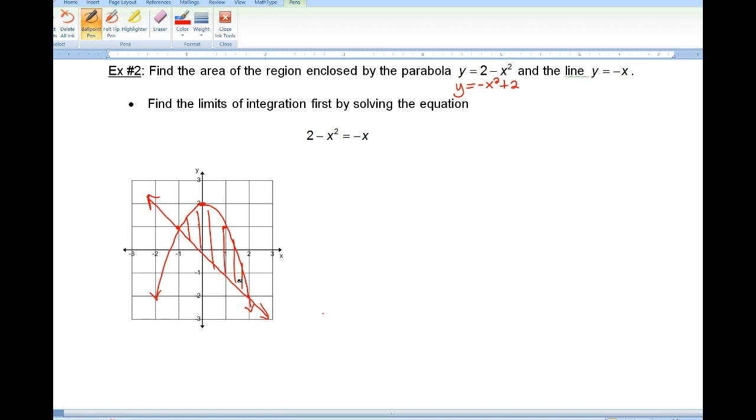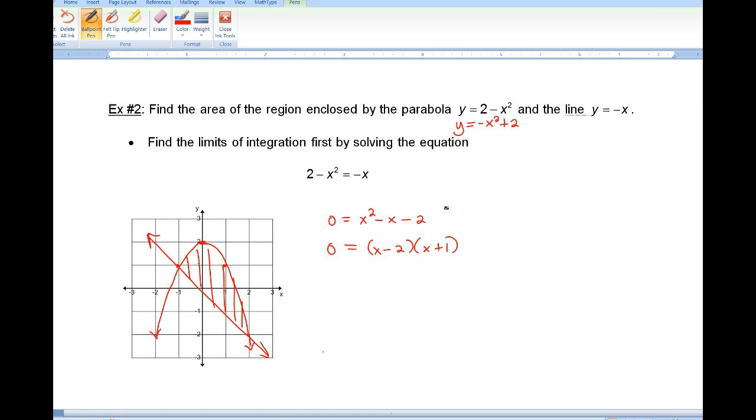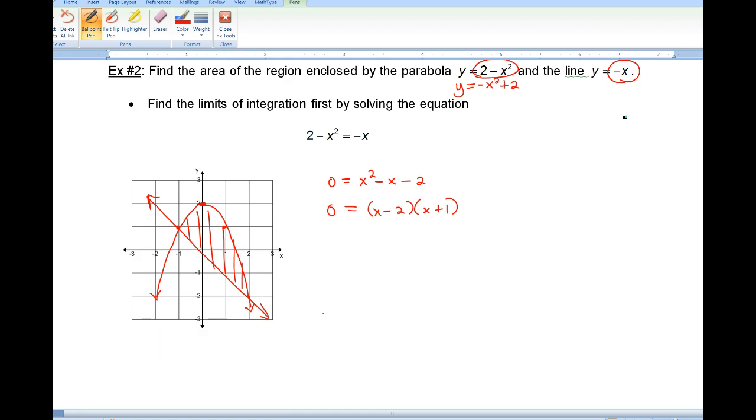So I'm going to use substitution. I can't use elimination because of the x squared. This one is solved for y, this one's solved for y, so I'm going to set the two parts equal. Let's go ahead and solve that. I'll just move everything over to the right side. It factors into x minus 2 and x plus 1. Okay, so x equals 2 and negative 1. These are your limits of integration.